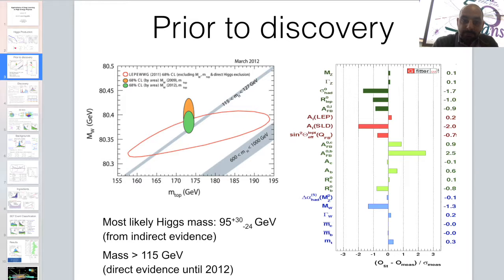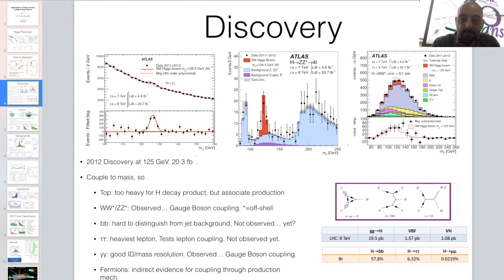Okay, so let's talk about discovery. We discovered the Higgs in 2012 at 125 GeV with 20.3 inverse femtobarn of data. Remember this inverse femtobarn? A femtobarn is a unit of cross-section, which is a unit of area. And luminosity is an inverse cross-section, so that you can multiply by a cross-section and get the rate. So if I take the cross-sections from before and multiply by this integrated luminosity, it will tell me how many Higgses I would see. So it was discovered there.